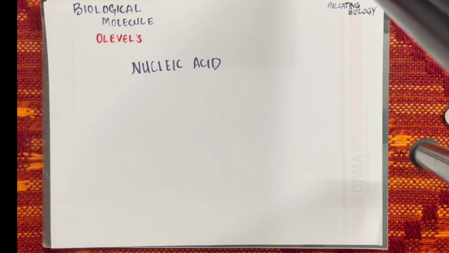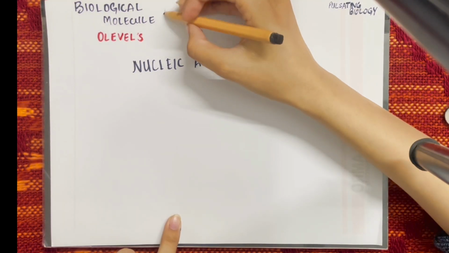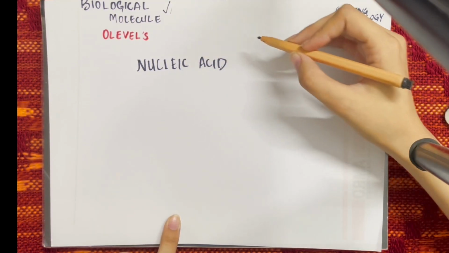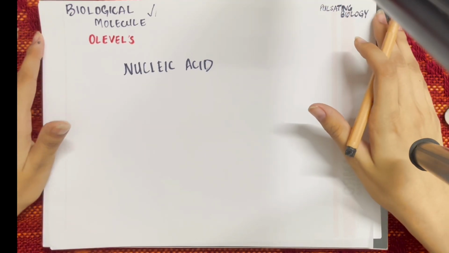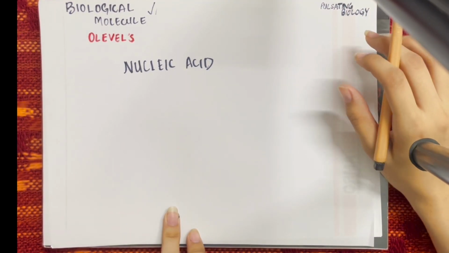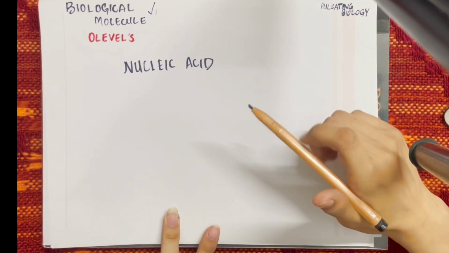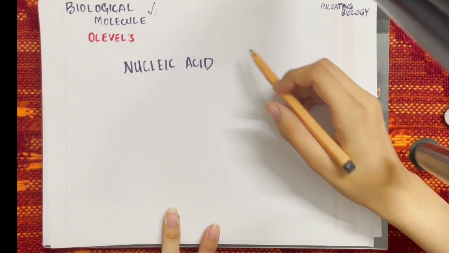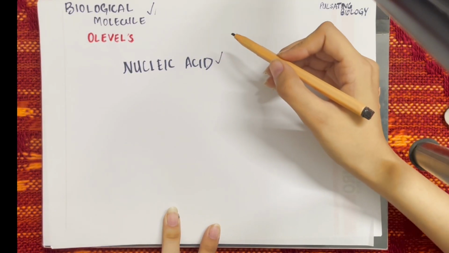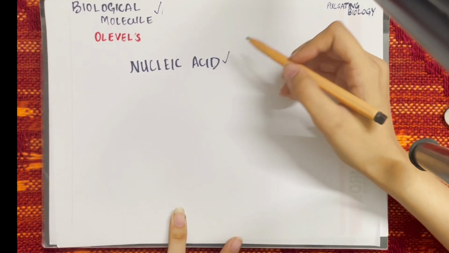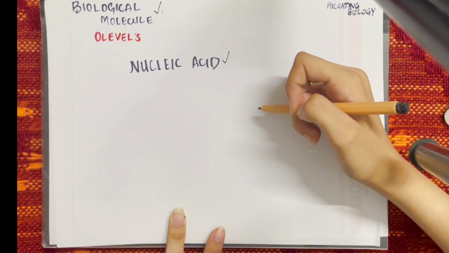For the chapter Biological Molecules, we have already covered one video in which we talked about two groups of biological molecules, that is the carbohydrates and the proteins. In today's video for O Level Biology, we are going to cover the topic of nucleic acids and lipids. We will first talk about the nucleic acid.